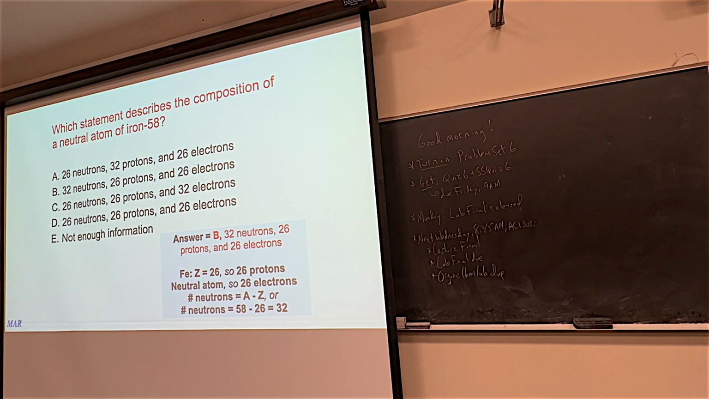So the name itself, iron, will tell you the atomic number, and the atomic number will tell you the number of protons. And a neutral atom will have equal protons and electrons. Mass number, that number equals protons plus neutrons. Questions? All right.